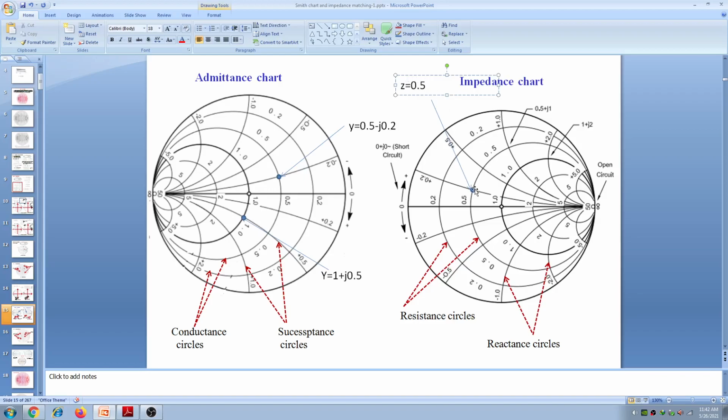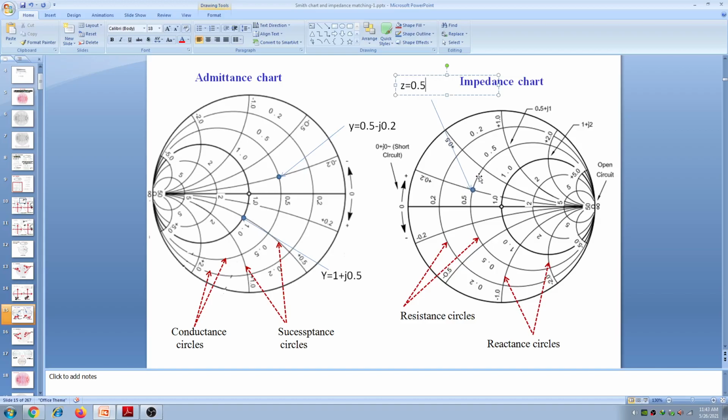Next, what is the reactance? Because it is an impedance, it has resistance and reactance values. What is the reactance at this position? Just take the reactance circle passing through this point. Which reactance circle is passing through this point? See here, this is a reactance circle, this is also a reactance circle, but we are asked to find the impedance at this position. So you should take the reactance circle passing through this point. That means this reactance circle is passing through this point, and similarly this resistance circle is passing.